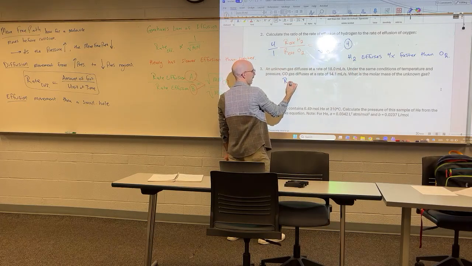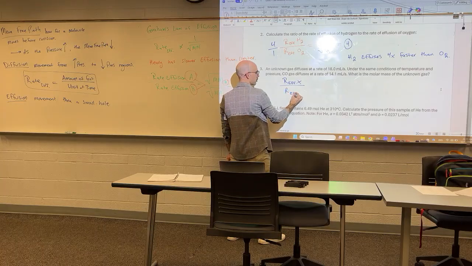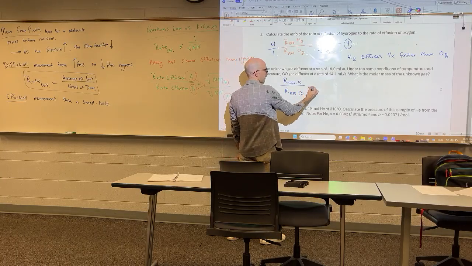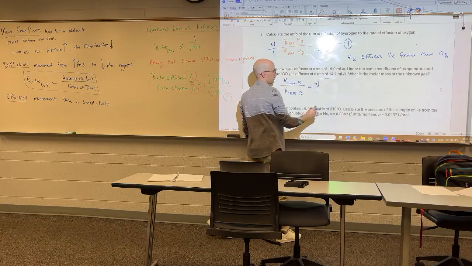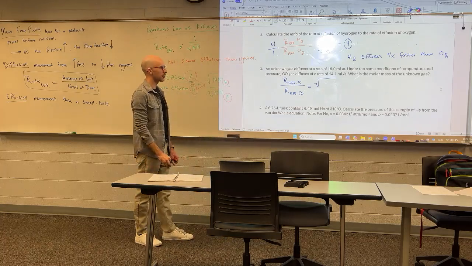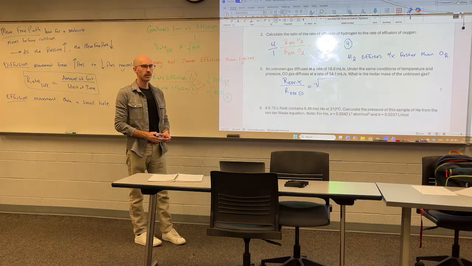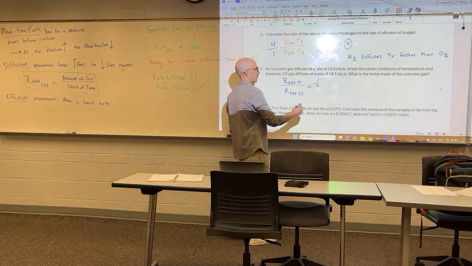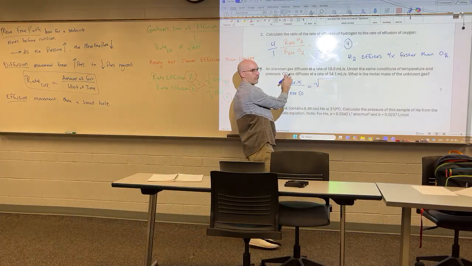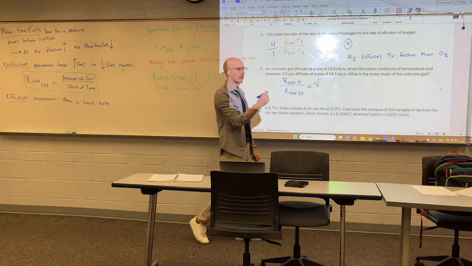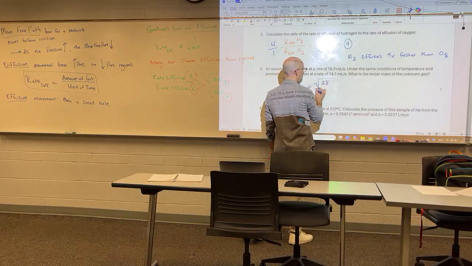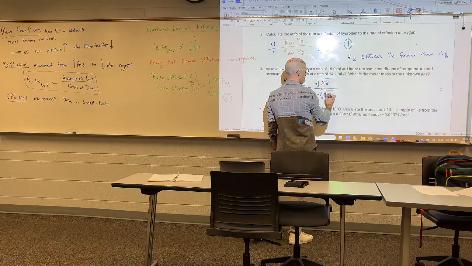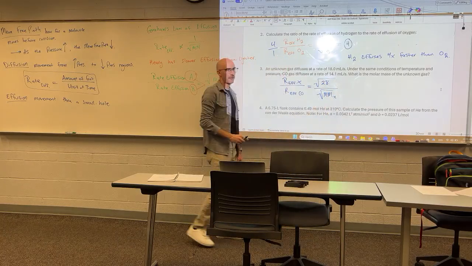So I'm going to put the rate of effusion of X over the rate of effusion of carbon monoxide is equal to the square root of carbon monoxide. That's 12 plus 16, 28 grams per mole, over the square root of the molar mass of X.